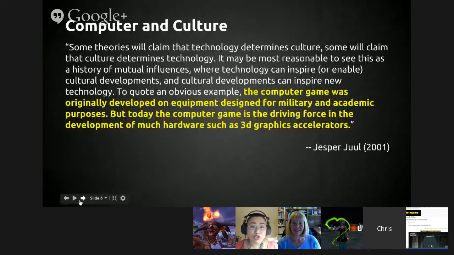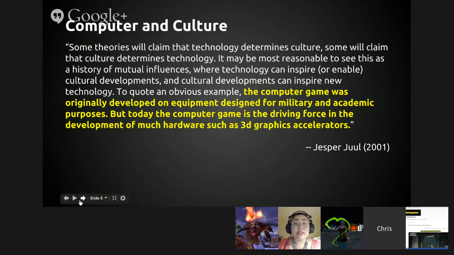Jesper Juul started his short article here. And this article is actually part of his dissertation, okay? But I took one piece of it because his dissertation is really long and it's really wonderful to read. But he started off with a discussion of the history of computers. So he says here, some theories will claim that technology determines culture. Some will claim that culture determines technology. It may be most reasonable to see this as a history of mutual influences where technology can inspire or enable cultural developments, and cultural developments can inspire new technology.